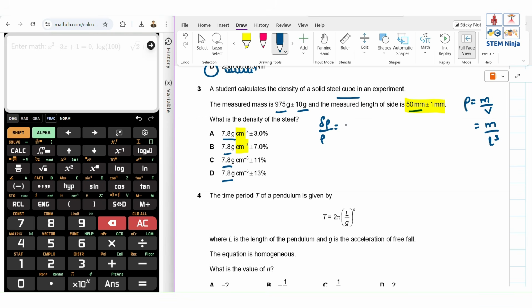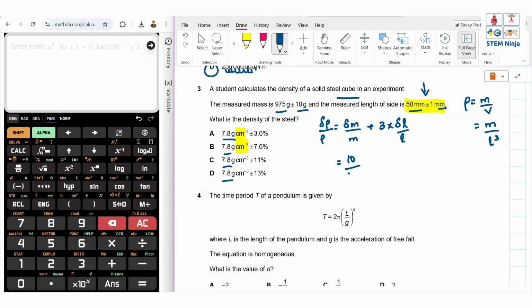So for fractional or percentage uncertainty, we will have sigma m over m plus 3 times sigma L over L. Fractional uncertainty is unbothered by the unit over here. So even if we go into centimeters or meters, the fractional or percentage uncertainty will remain the same.